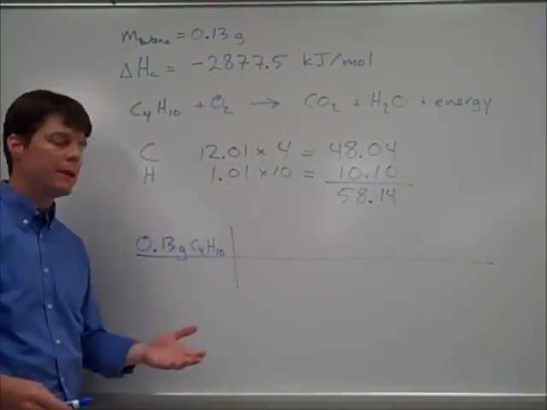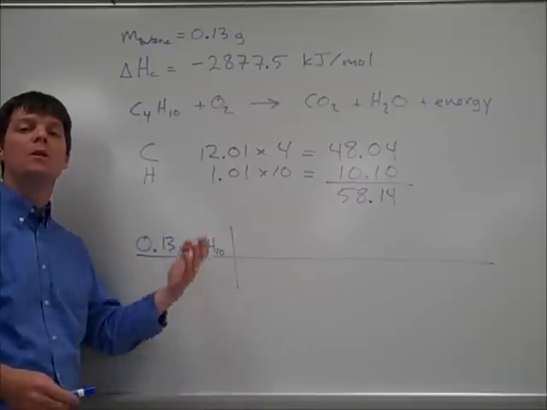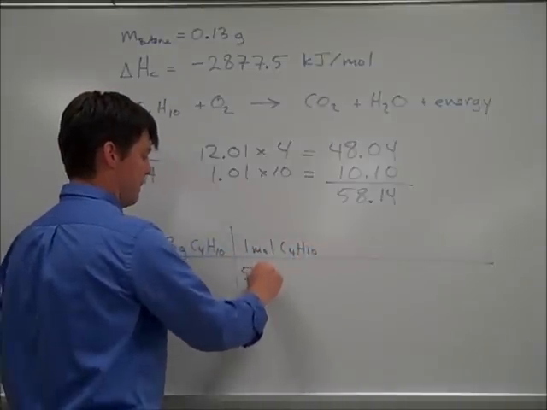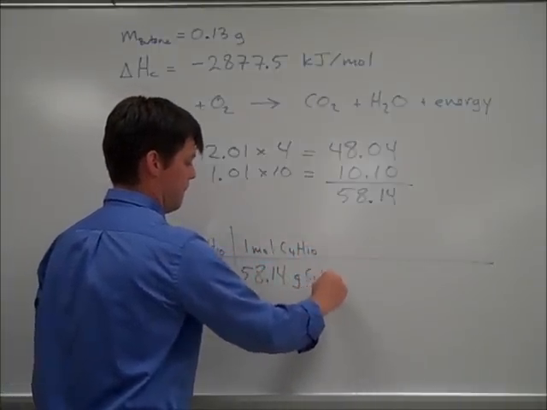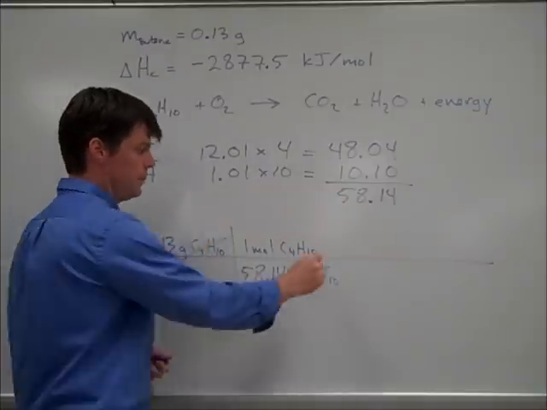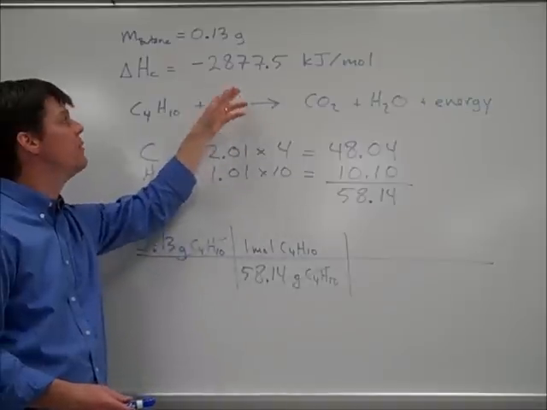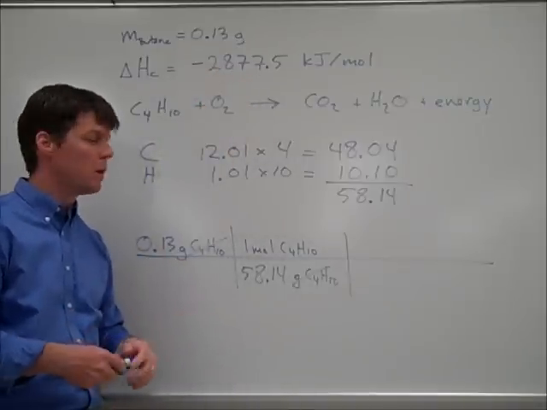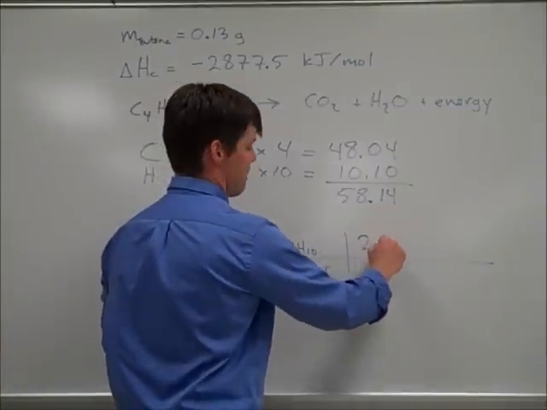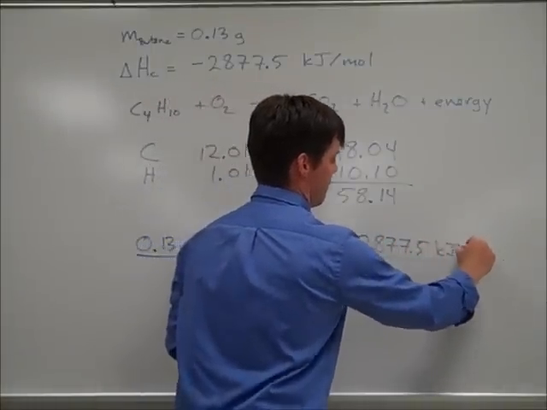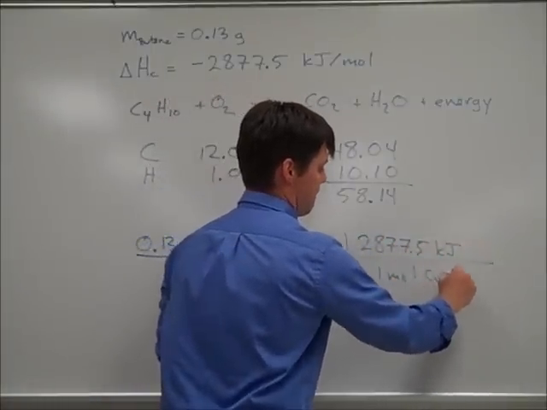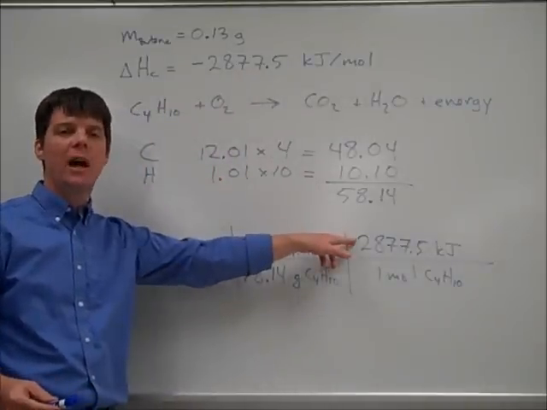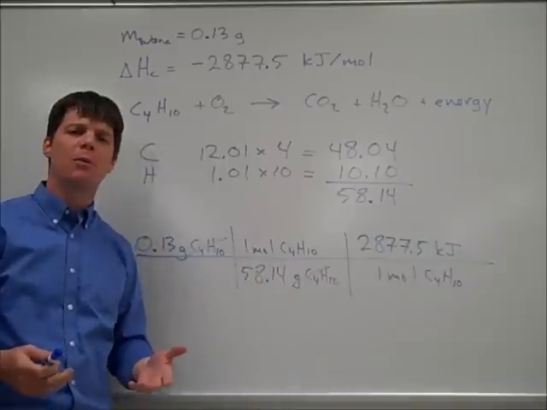My first step will be to convert from grams of butane to moles of butane. We'll use this value, 2,877.5 kilojoules per mole. I did decide to leave out the negative sign in front of this value. That's really a preference thing.